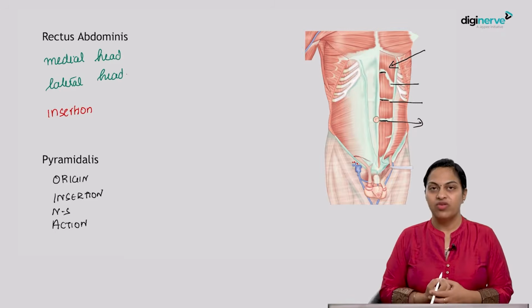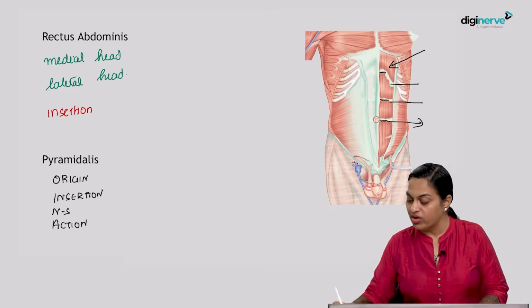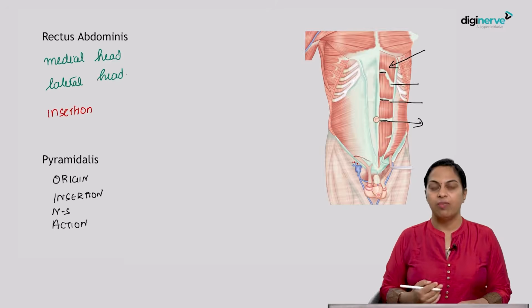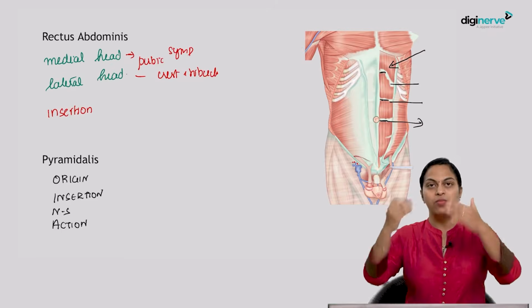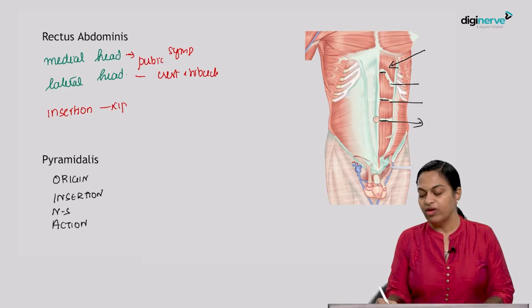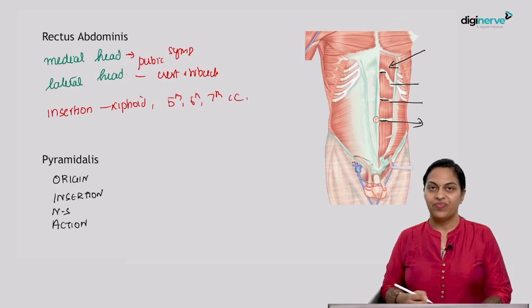This rectus abdominis muscle has its origin below and insertion up. Below, it has a medial head coming from the pubic symphysis and the lateral head coming from the pubic crest and tubercle. The fibers go up for insertion into the xiphoid process and the 5th, 6th, 7th costal cartilage.